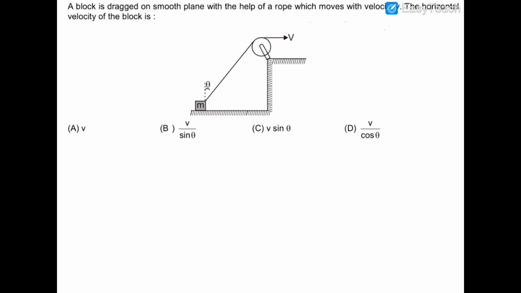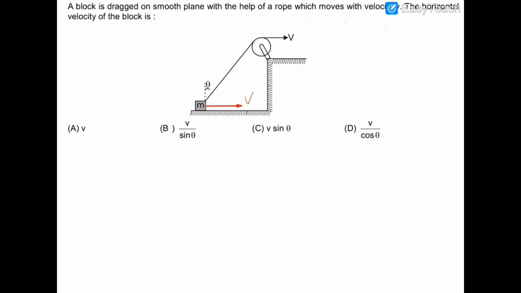In this question, a block is dragged. This block is dragged on the smooth plane with the help of a rope, and rope is being pulled with a constant velocity v. So we have to find out the horizontal velocity of block. It is given that this block is being dragged horizontally on the smooth floor, and we have to find out this velocity of block along the floor at the instant of time when angle is theta.